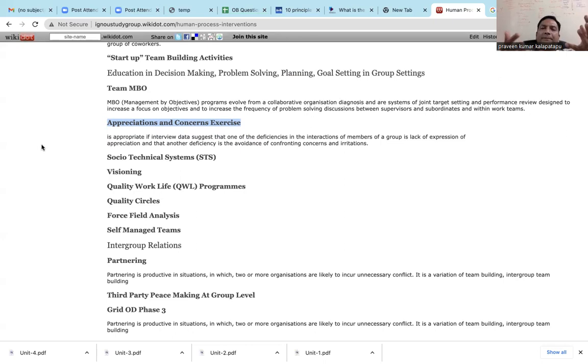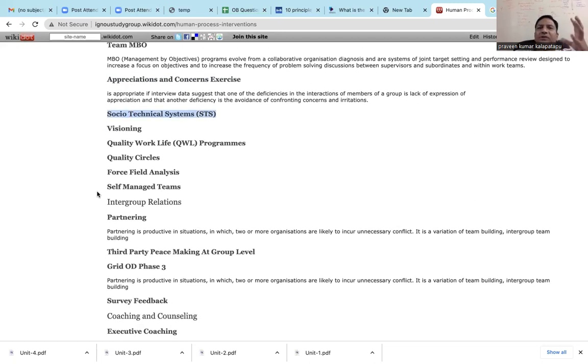Next is socio-technical systems. This also we talked about in multiple places. Socio-technical systems is generally around job design, where it is focused on designing the jobs in the right way, suiting the requirements of the people and also the organization, bringing these together in the right way so that both organization and individuals flourish together. That is socio-technical systems.